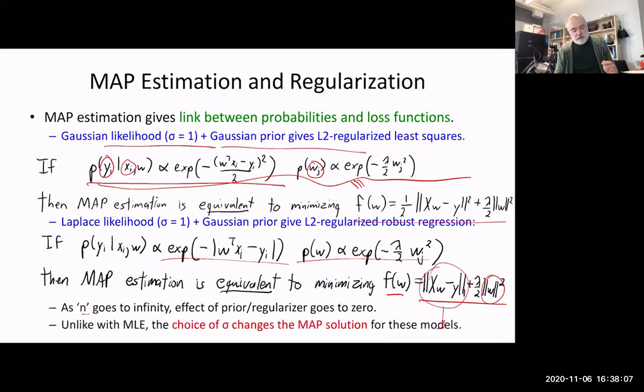You should also be aware that there's an invariance to parameterization thing going on here. Unlike with maximum likelihood estimation, the choice of your likelihood variance changes the MAP solution. It's a detail, you don't have to worry too much about it, but you should be aware of it.